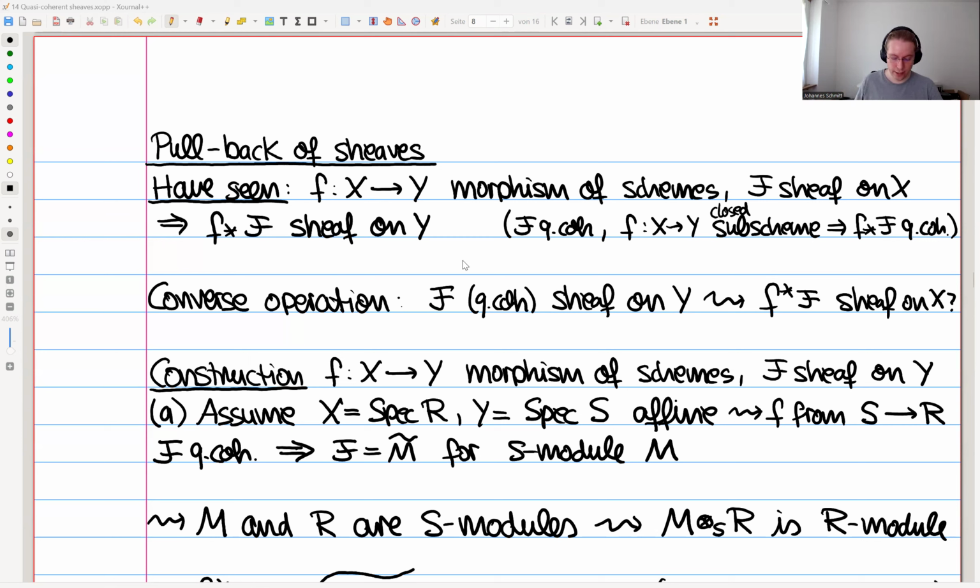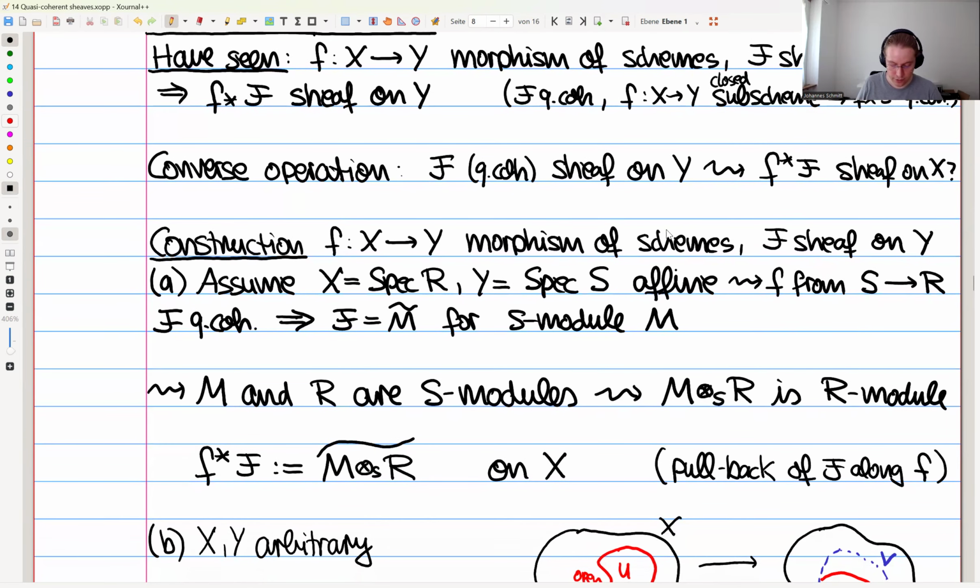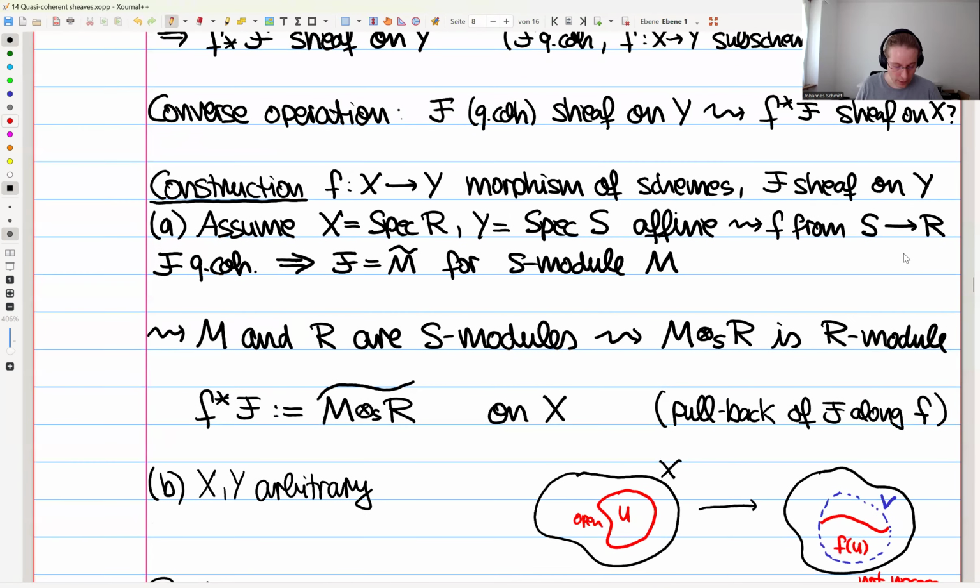Now, we would also like to have a way to go back. So if you have, for example, a quasi-coherent sheaf on Y, can you get the pullback being a sheaf on X? And the construction for this is as follows. So we have this data, and then assume for the beginning that we have X and Y being affine. Then we know that this morphism f comes from a ring homomorphism in the other direction from S to R. And since this curly F is quasi-coherent, we know it comes from an S-module M. So this is the input data.